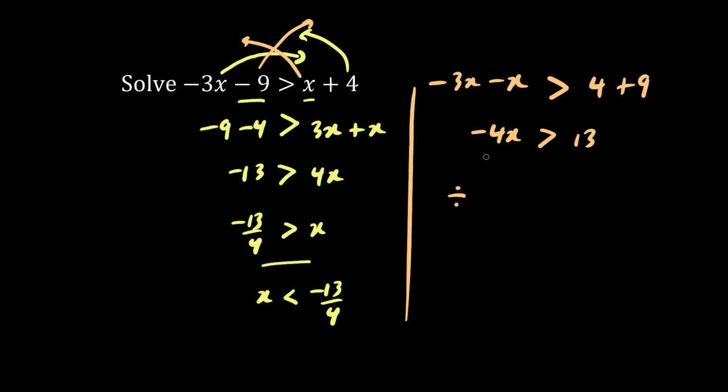We now divide both sides by the coefficient -4. So when we divide this by -4, we just have x. But the rule is that when we multiply or divide by a negative number, we flip the inequality symbol. So we have 13 over -4. So this here is the same answer.